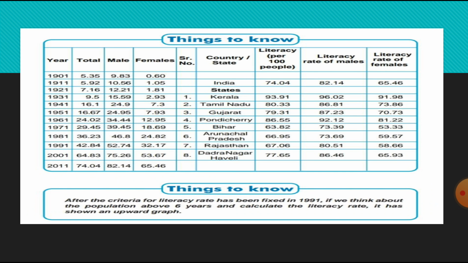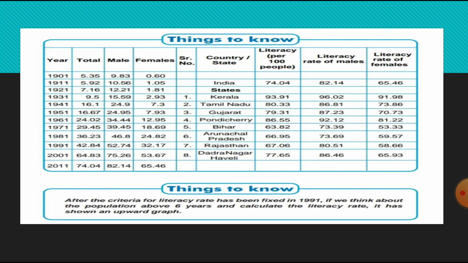Things to be known: the year they have given over here, the total male-female ratios, and also the countries and the states and their literacy level per 100 people and the literacy rates of male and female. They have categorized it, and you can see the states.